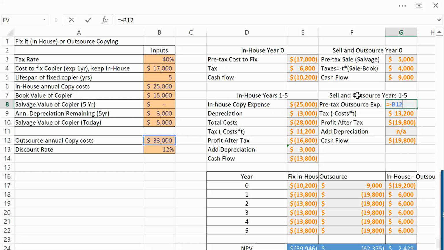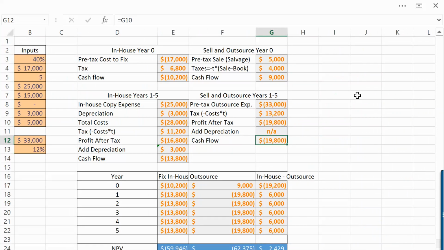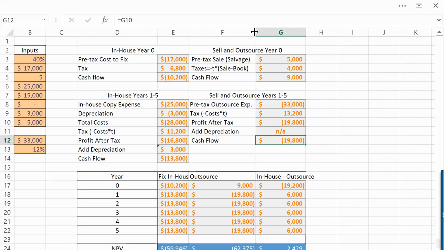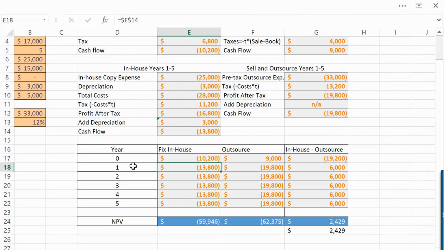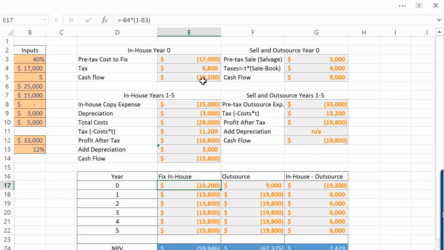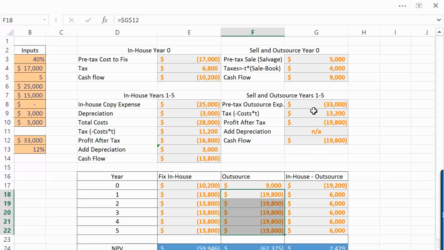I'll then spend $33,000 a year outsourcing my printing. The after-tax cost with the tax shield of that expense is $19,800. There's no depreciation since we sold the equipment, so my cash flow is $19,800. So now I can calculate my NPVs. Let me even these out a little bit. If I stay in-house, here's my $10,200, and then there's my $13,800 for 5 years. If I outsource it, I'm going to generate $9,000 on sale, and then spend $19,800 outsourcing.